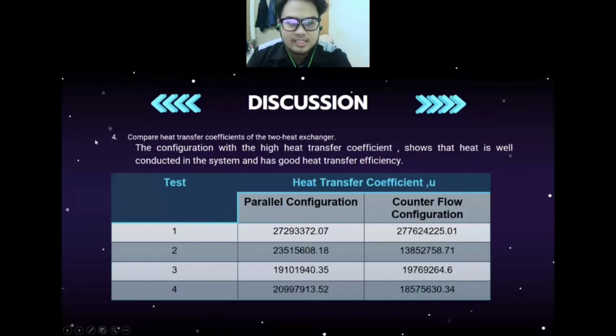For the next discussion, we compare the heat transfer coefficient of the two heat exchangers. A configuration with a high heat transfer coefficient shows that the heat is well conducted in the system. As you can see, the parallel configuration and counterflow configuration have a little difference between them. The counterflow configuration is a little bit lower than the parallel configuration.